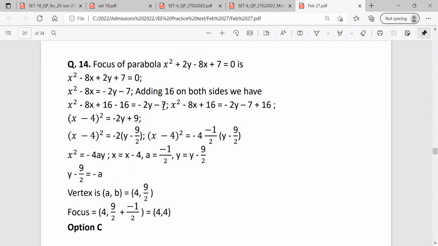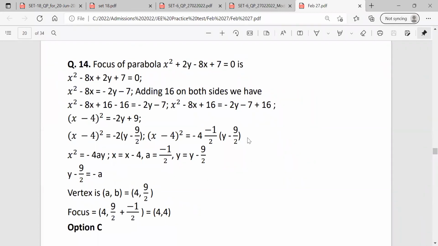So here we have the 16. So solving we have 16 and 7. After solving we have this value as 9. So we are rewriting x square minus 8x plus 16 as x minus 4 whole square, which is equal to minus 2y plus 9. Now we can rewrite this and find the value of y. Taking this 2 outside, we have y minus 9 by 2. So x minus 4 the whole square equal to minus 2 into y minus 9 by 2. So we have to rewrite this in such a way that the equation is x square is equal to minus 4ay.